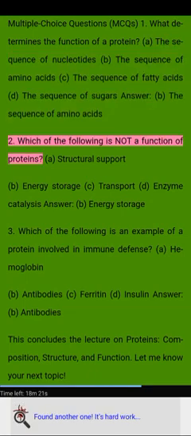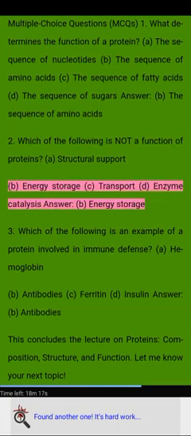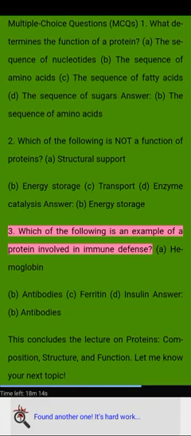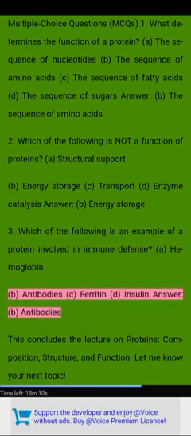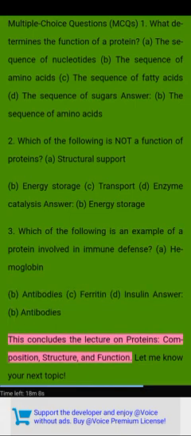2. Which of the following is not a function of proteins? A. Structural support. B. Energy storage. C. Transport. D. Enzyme catalysis. Answer. B. Energy storage. 3. Which of the following is an example of a protein involved in immune defense? A. Hemoglobin. B. Antibodies. C. Ferritin. D. Insulin. Answer. B. Antibodies. This concludes the lecture on proteins, composition, structure, and function.